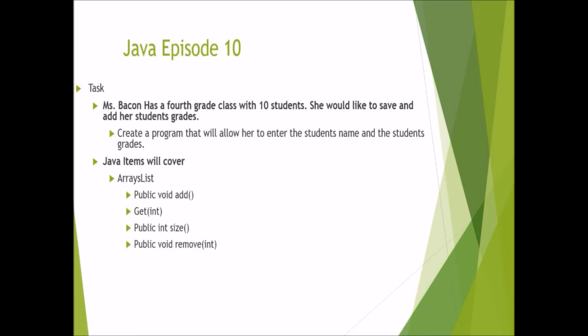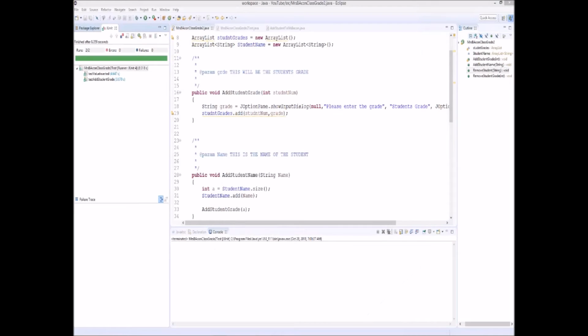A couple of things I want to mention about an array list versus an array. With an array list, you can change the size of your array list. With an array, once we set that size to 10, to go over that size we'd have to reset it again and begin from the beginning. With an array list, you can start with 2, go up to 3, go up to 4, or you can go down to 2.